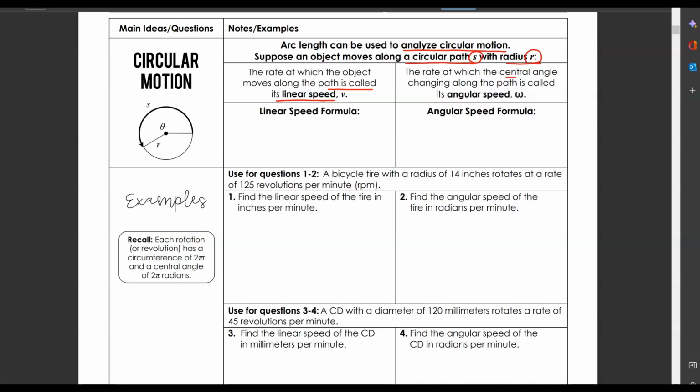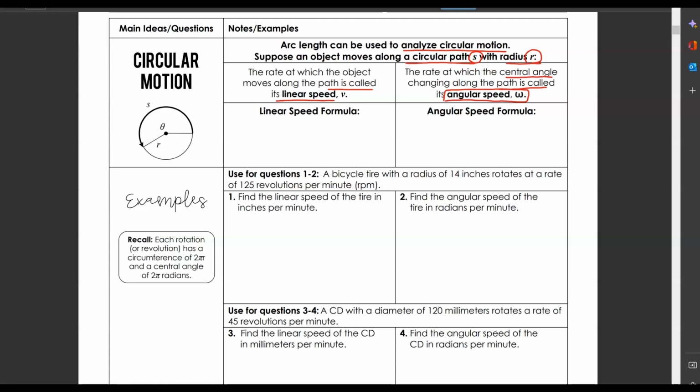The rate at which a central angle is changing along the path is called an angular speed, and we denote that with this letter called omega, which looks like a W. You can think about a disk rotating in this regard, right? And so we're looking at angular speed.